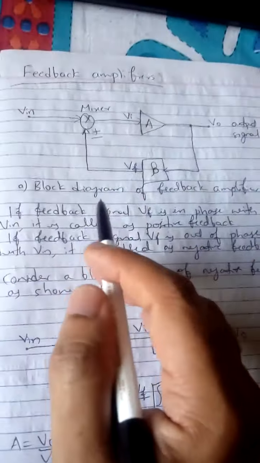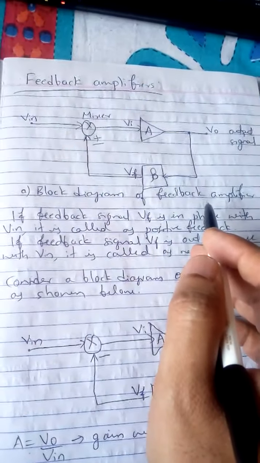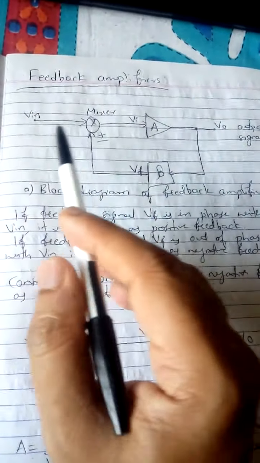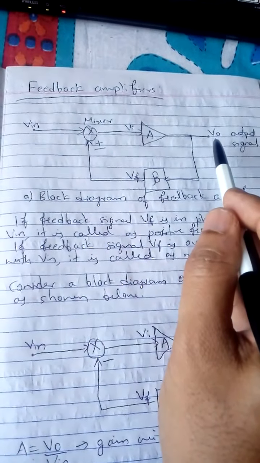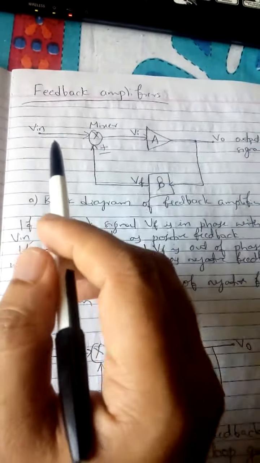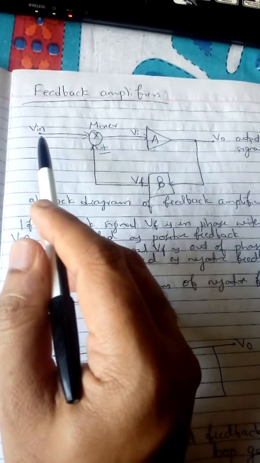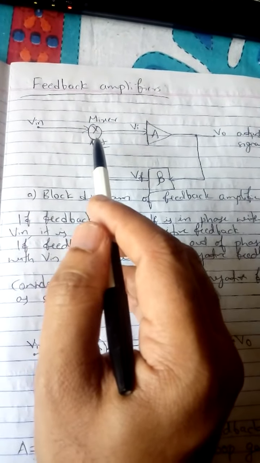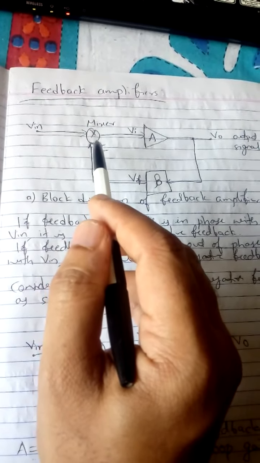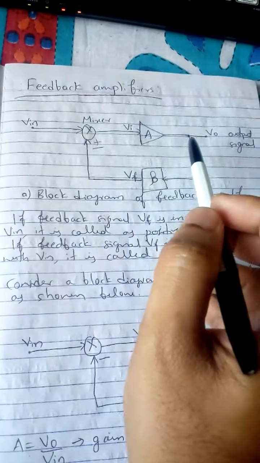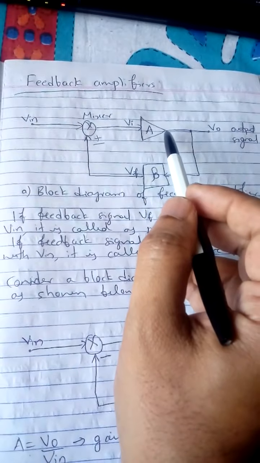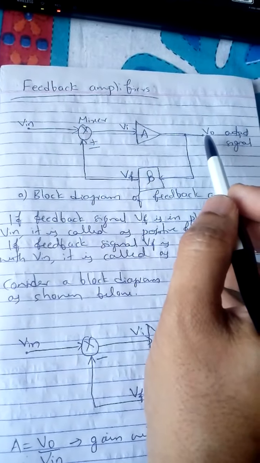So this is the block diagram of feedback amplifier. Vin is the input signal, V naught is the output signal. So what we are doing is, the input signal that needs to be amplified is given to the mixer network or mixer device followed by amplifier. Okay, then from amplifier we are obtaining the output.